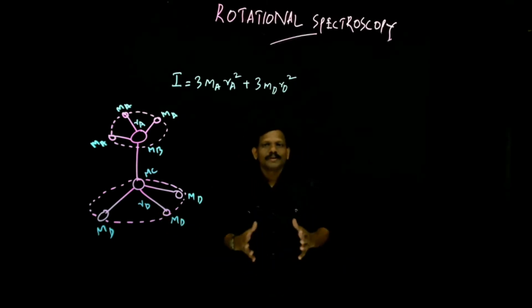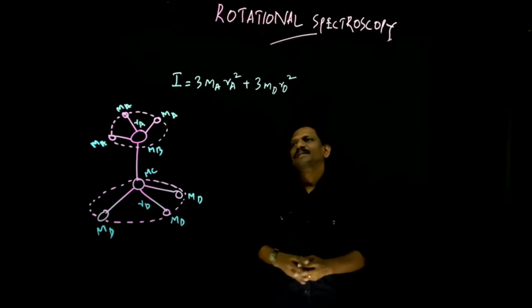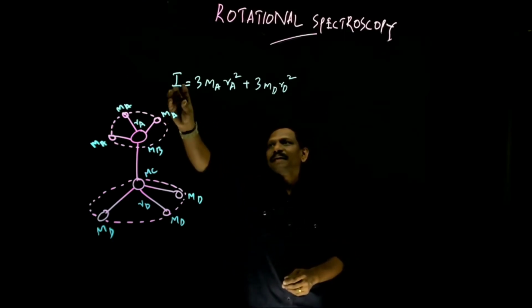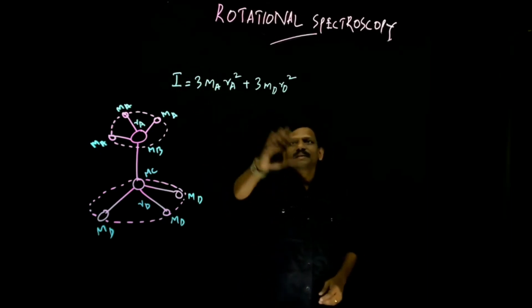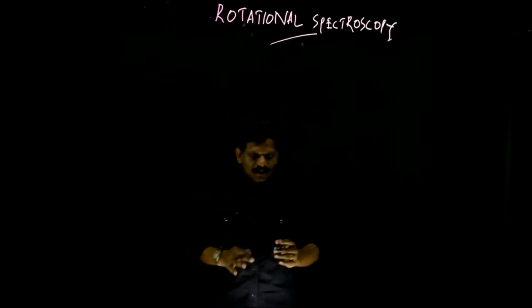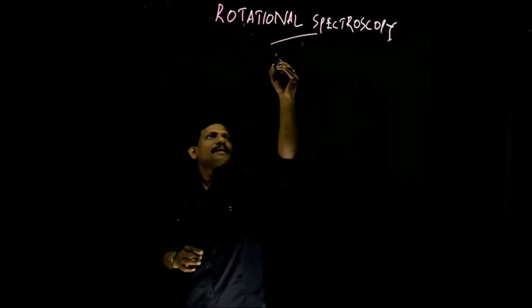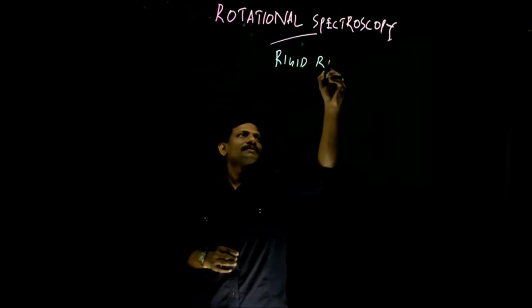I told you that it's very complicated when the number of atoms increases. When you calculate the moment of inertia, it will be: I is equal to 3 MA RA square plus 3 MD RD square. Again, we can consider a rigid rotor.